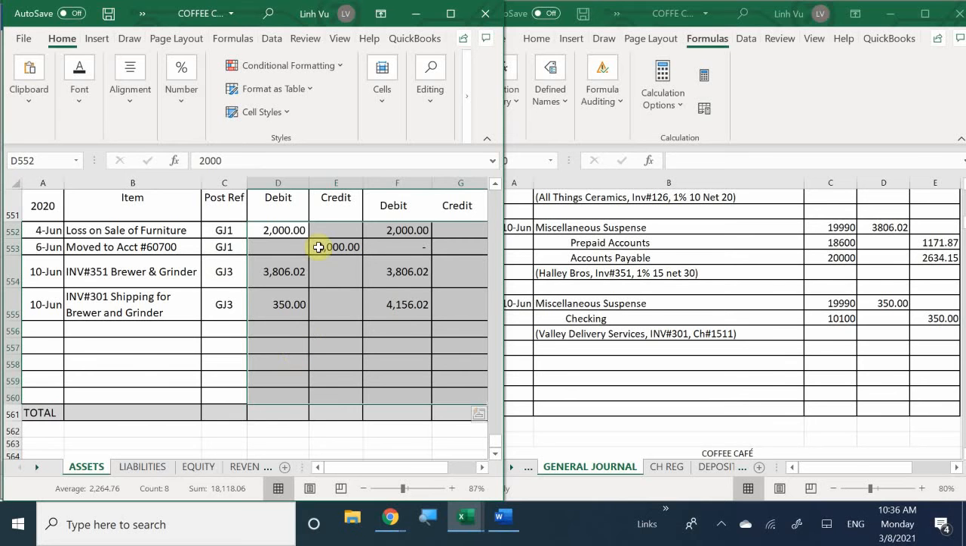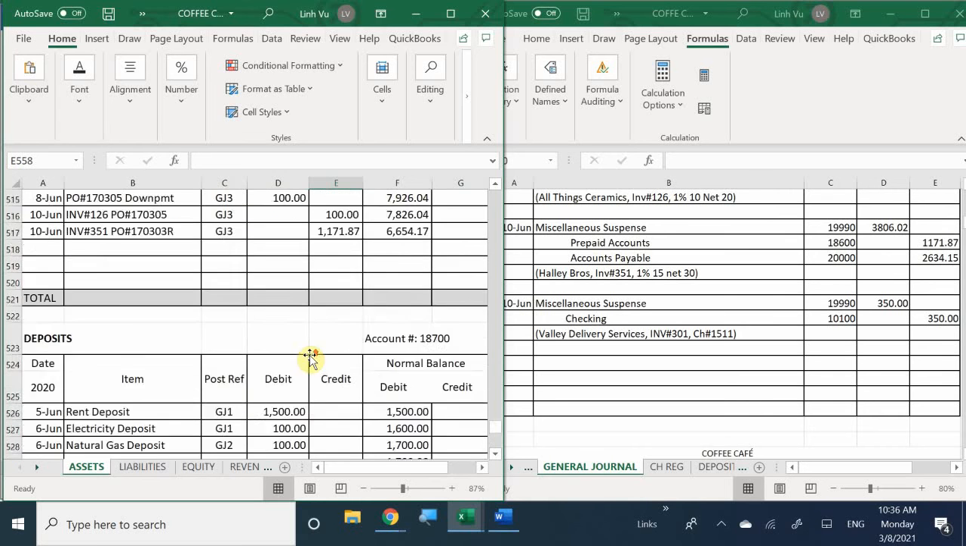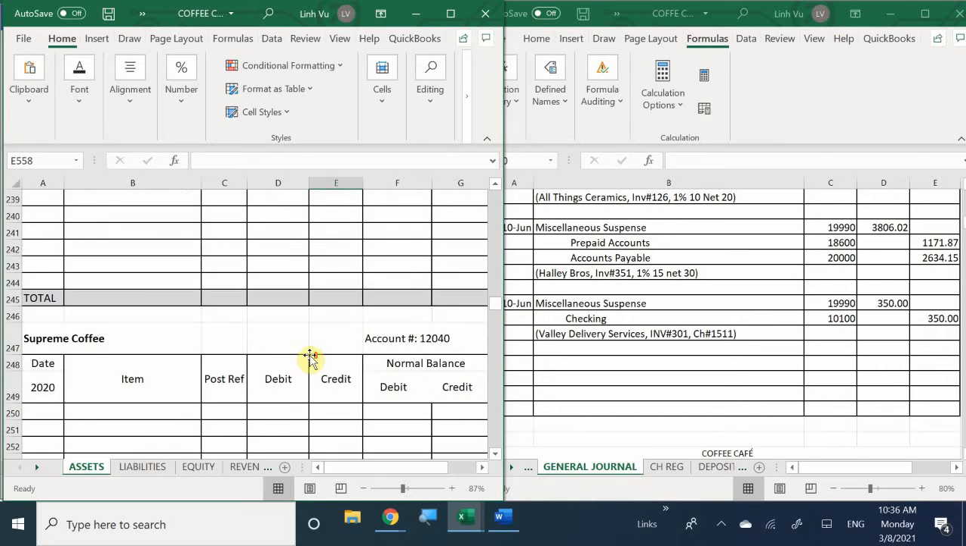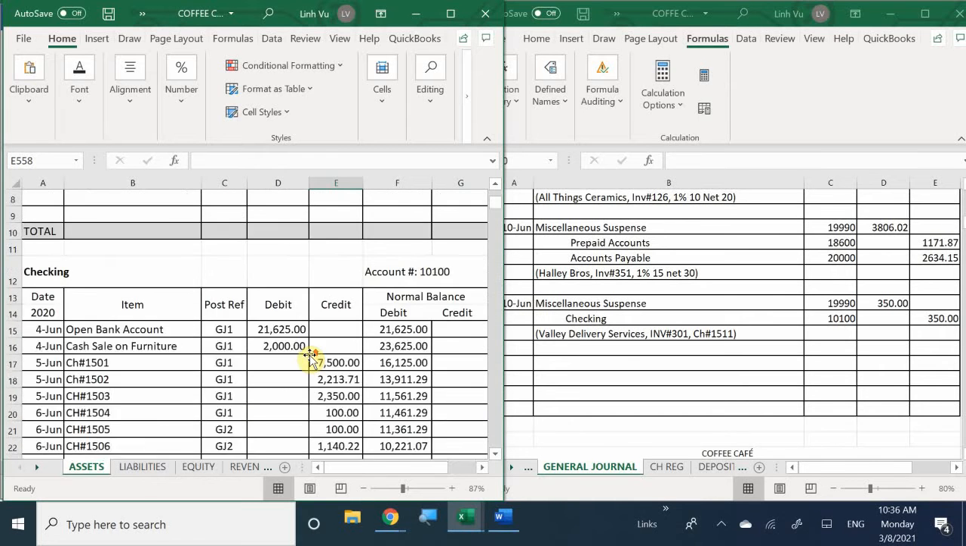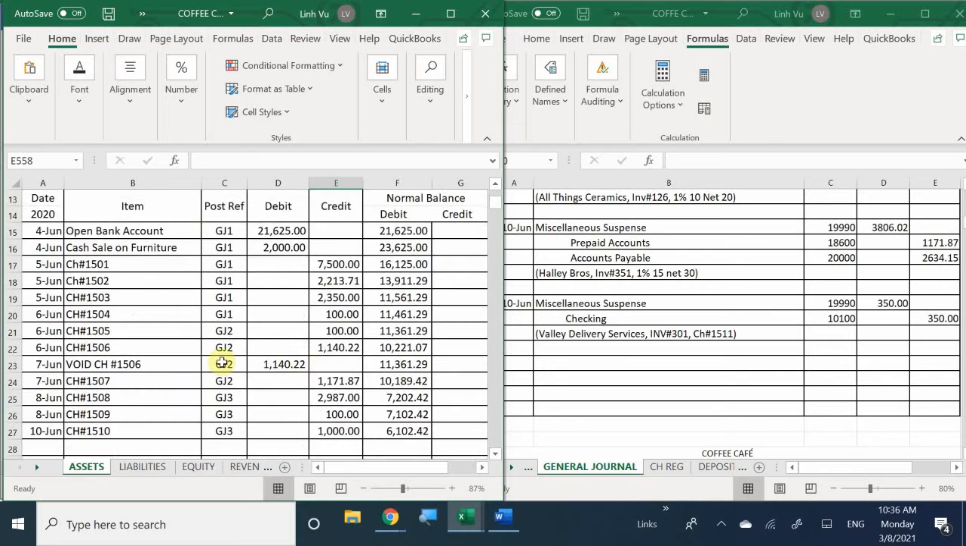Okay, so now we're at here. We got 4156.02, and we're gonna go up to our checking account to go ahead and edit our checking. So here we are, checking.